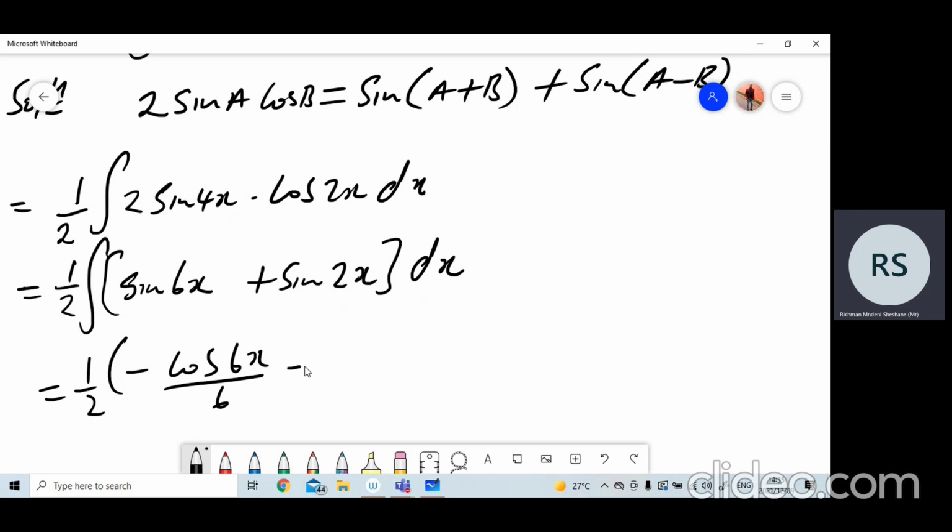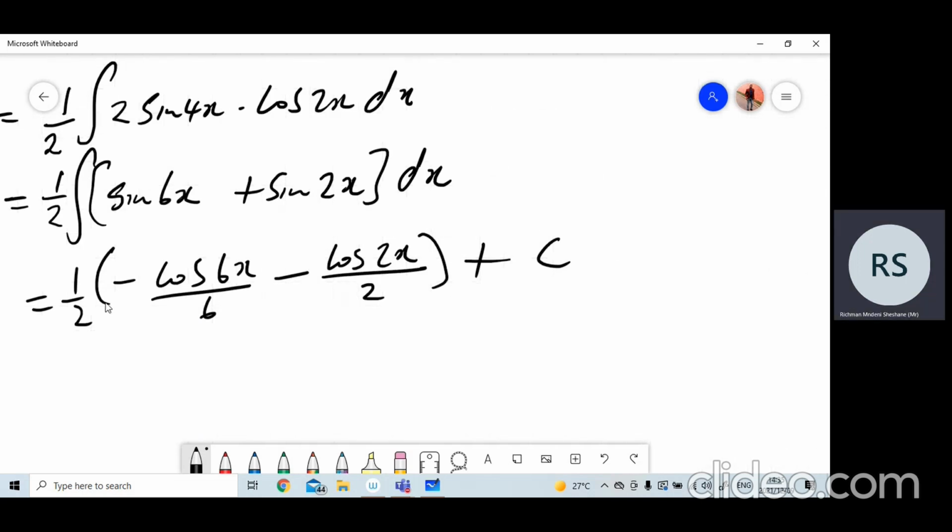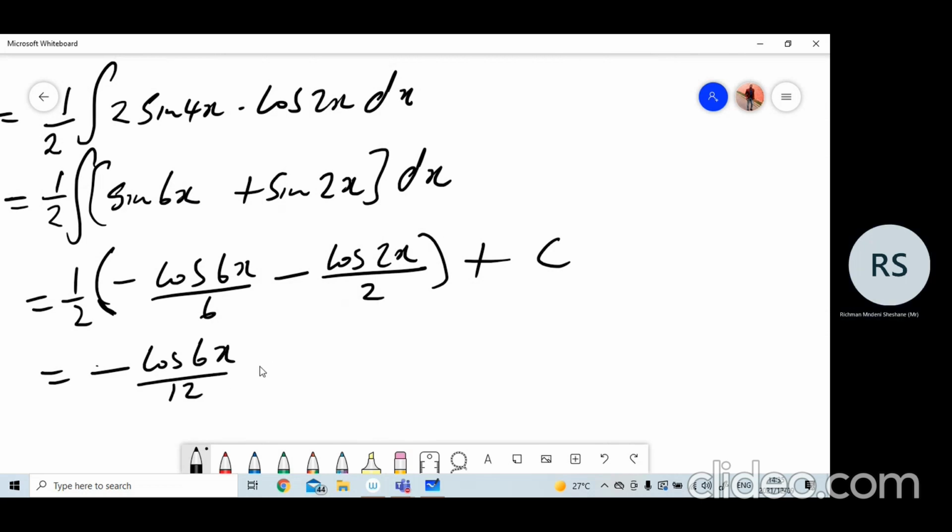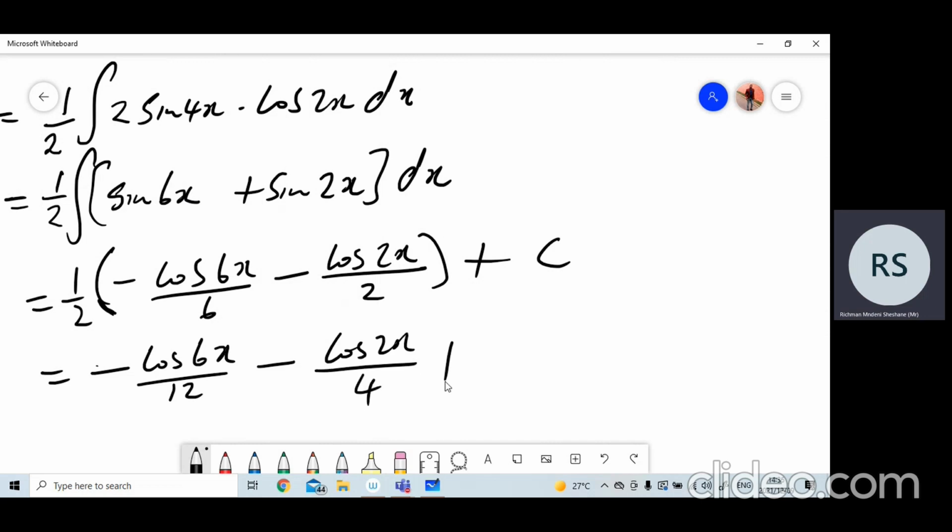So the integral of sine is minus cos of 2x over 2. Okay, and then you say plus c, and then you're done. I usually don't give marks for multiplication inside, but it's up to you. You can multiply the half inside. This would be minus cos of 6x over 12 and minus cos of 2x over 4 plus c. That's basically how we use these formulas.